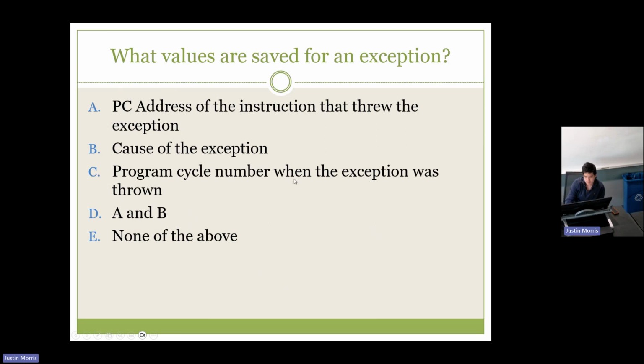And then see program cycle number when the exception was thrown. Is this even helpful? Yeah, because this is going to be different every single time you run the code, unless you have no cache access, things like that. No other interruptions, right? So this is D, right? A and B.